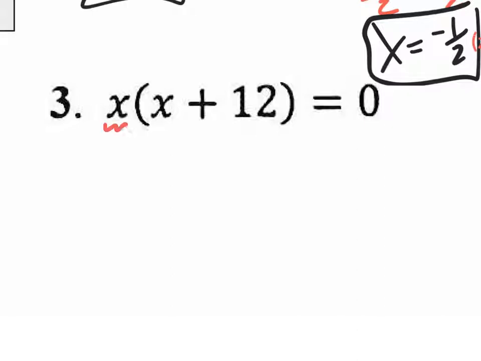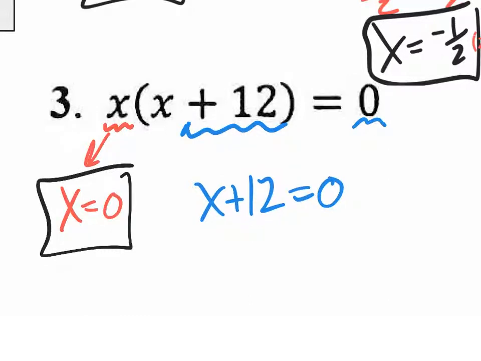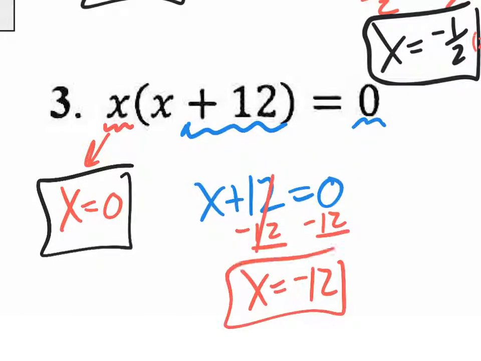So I see that I have something times something, and it equals 0. So I'm going to set them each equal to 0. That first something could be 0. The second something could be 0. So my answers are x equals 0, because there's nothing to do right there on that first equation. And the second equation is what? What's the answer? Negative 12. You subtract 12 on both sides. x equals negative 12. So those are your two answers for this equation on number 3.